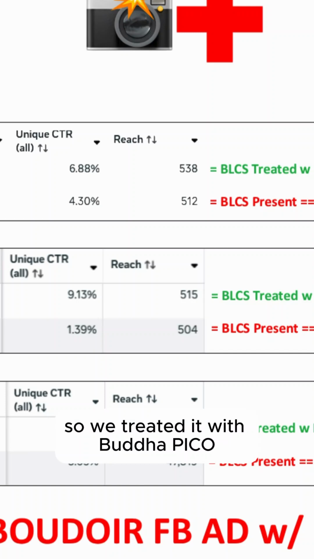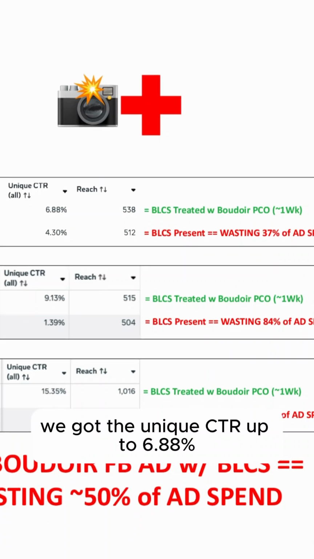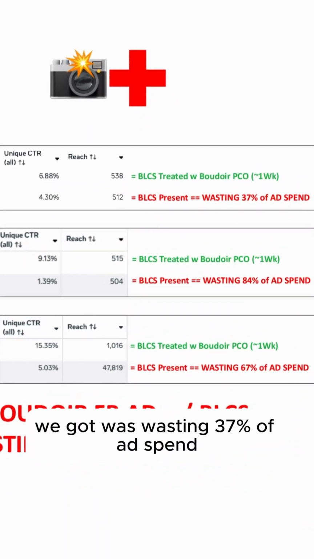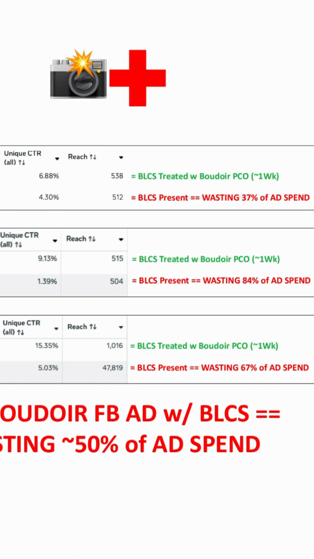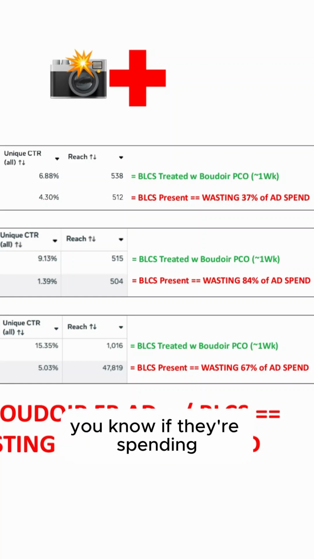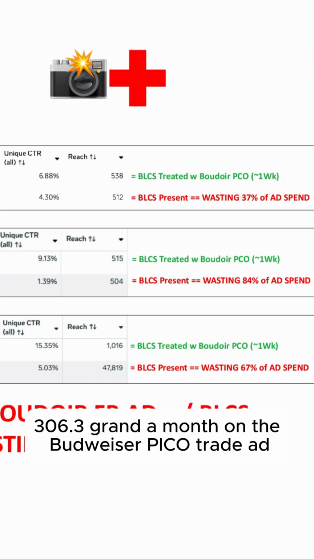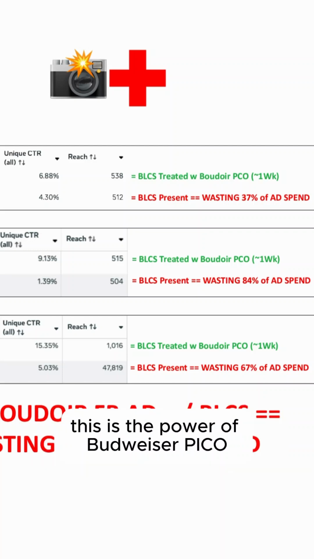So we treated it with Boudoir Pico. So what happened after that? Took about a week. We got the unique CTR up to 6.88%. So we found out the original Boudoir Facebook ad was wasting 37% of ad spend. So if they're spending 10 grand a month on the original Boudoir Facebook ad, now they only need to spend 6.3 grand a month on the Boudoir Pico treated ad in order to get into the same number of women's brains. This is the power of Boudoir Pico.